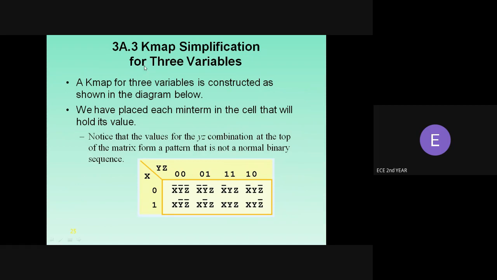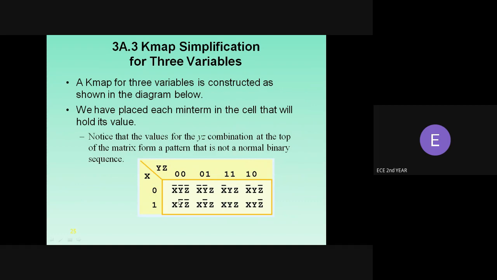Let us see the example for a three variable KMap. For a three variable KMap, we take one input here, x, and the other two inputs are y z here. For x the input will be 0 1, and for y z the different combinations are 0 0, 0 1, 1 1, 1 0. Here you have to remember the last two columns are interchanged. After 0 1 you have to write 1 1. You cannot write 1 0 after 0 1. That you have to remember. These two columns are interchanged.